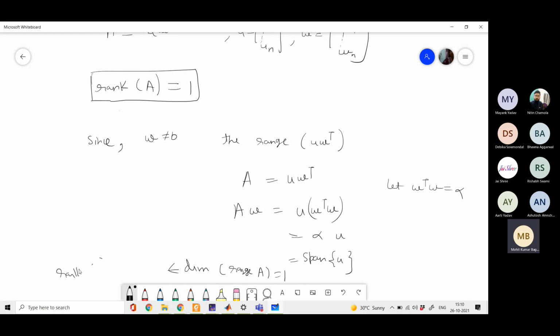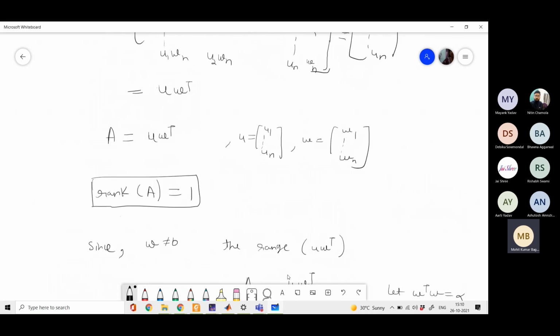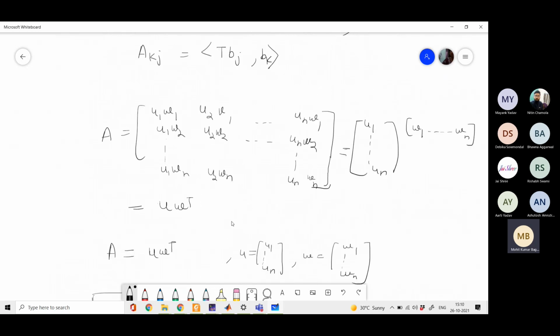So the earlier argument is also fine. That's how you can conclude. But before that, you just verify. I've written this for you, but you just verify how you are getting this matrix of this form.